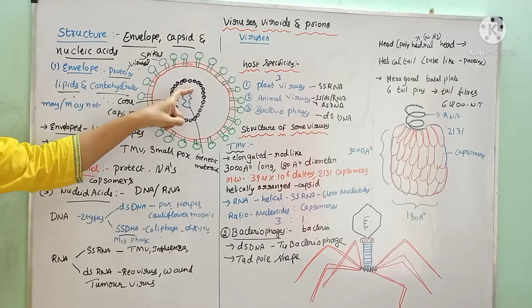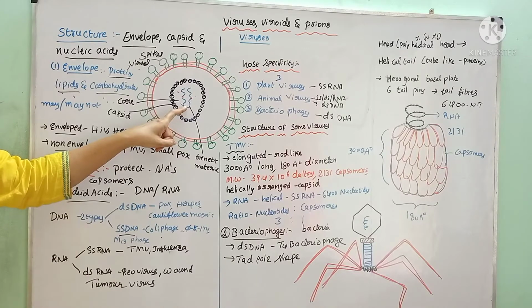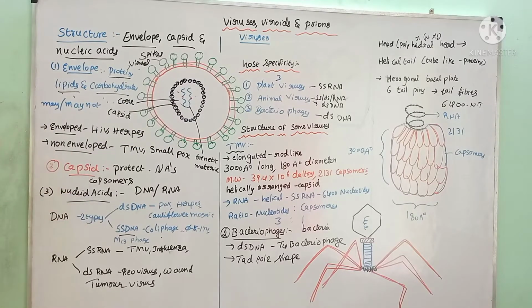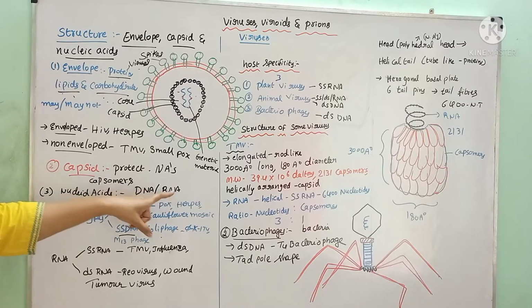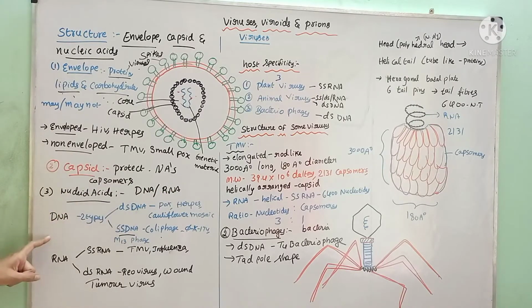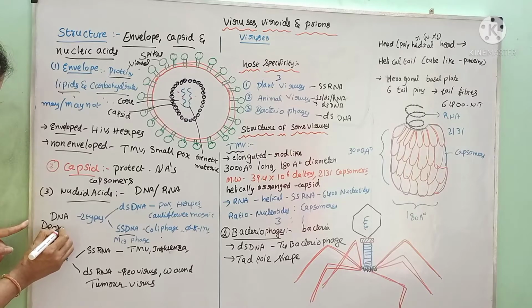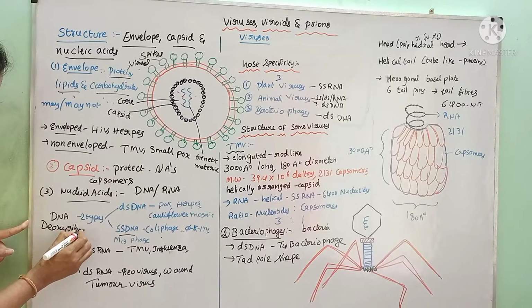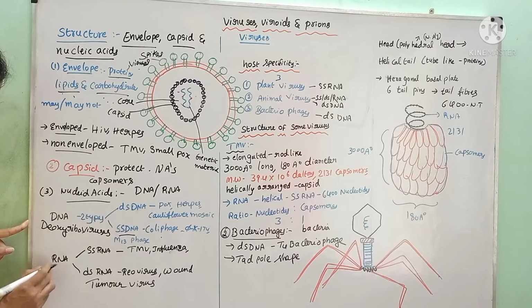And inside the capsid, what is present? This region is called the core. In the core, the genetic material is present. The genetic material, the nucleic acid, is either DNA or RNA. Depending on the presence of DNA or RNA, again there are two types. DNA viruses are deoxyriboviruses. RNA viruses are called riboviruses.